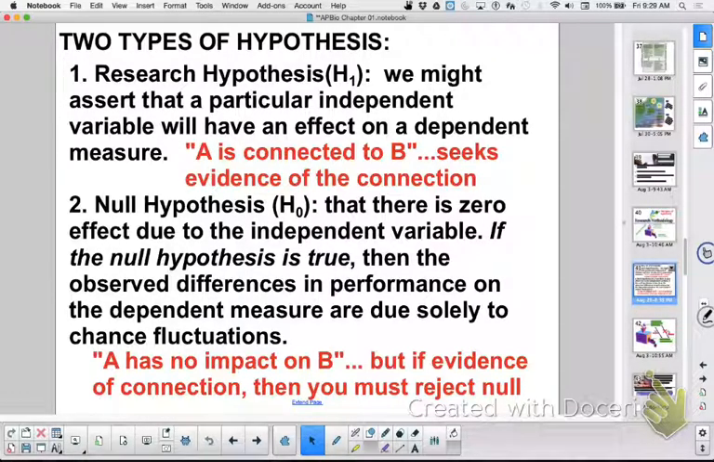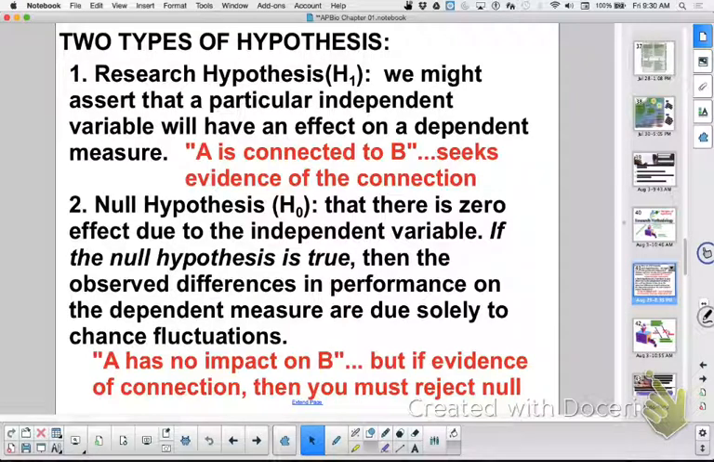But if I say to you something like, if you get more sleep, you will get higher grades. That would be what kind of hypothesis? If you get more sleep, then you will get higher grades. That's research. But what kind of factors can affect grades? Tell me some things.